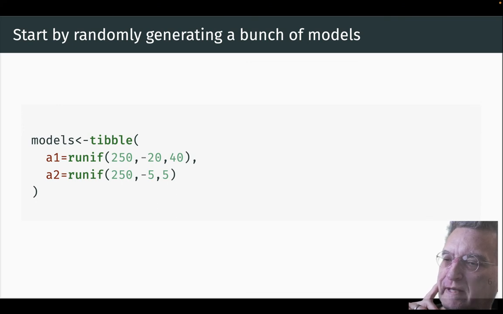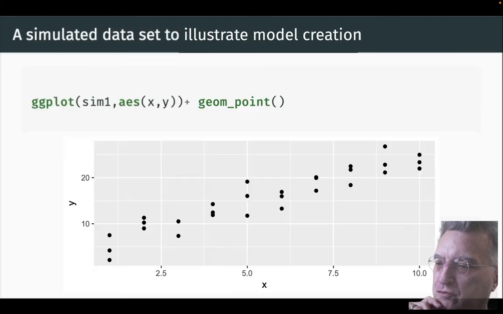So we're going to create a bunch of models randomly. The model consists of the coefficients for the intercept and the slope. A linear model, that's the definition of a linear model, is just those two numbers, a1 and a2, a1 being the intercept and a2 being the slope. So we can randomly generate a bunch of models. These are uniformly distributed. There are 250 of them, and the intercept ranges from -20 to 40, so that's going to range outside of the data range, but it's certainly going to enclose all of the data range.